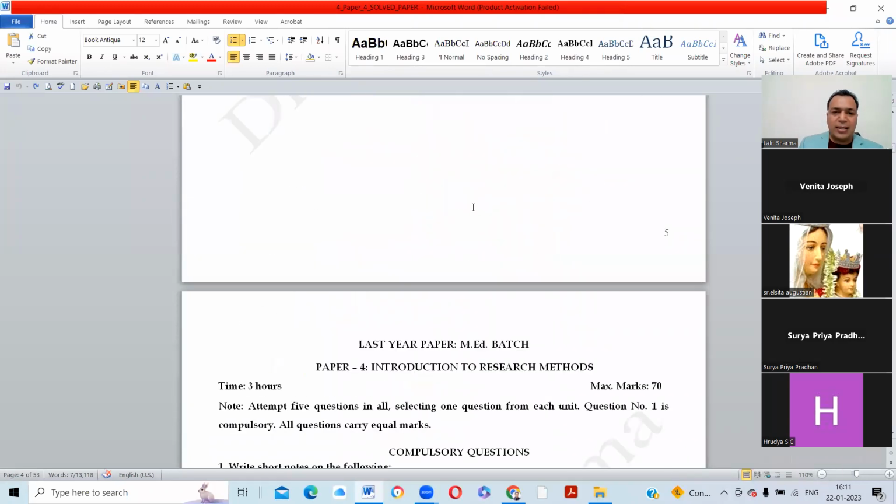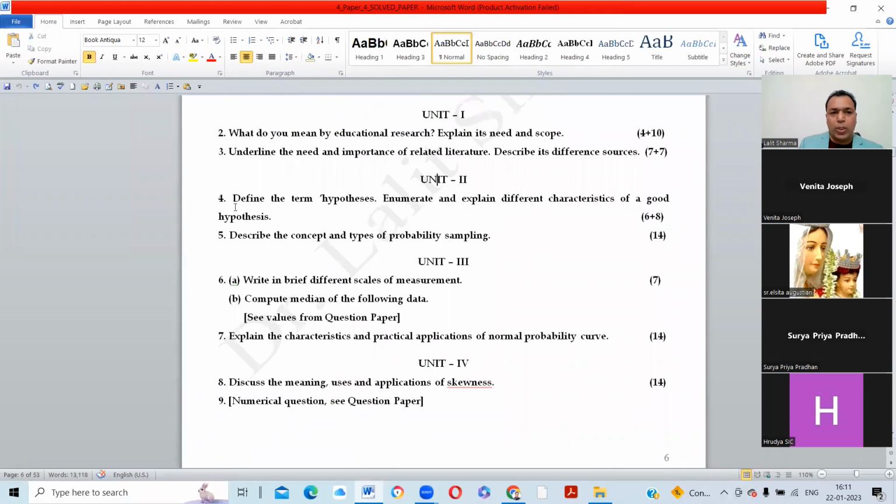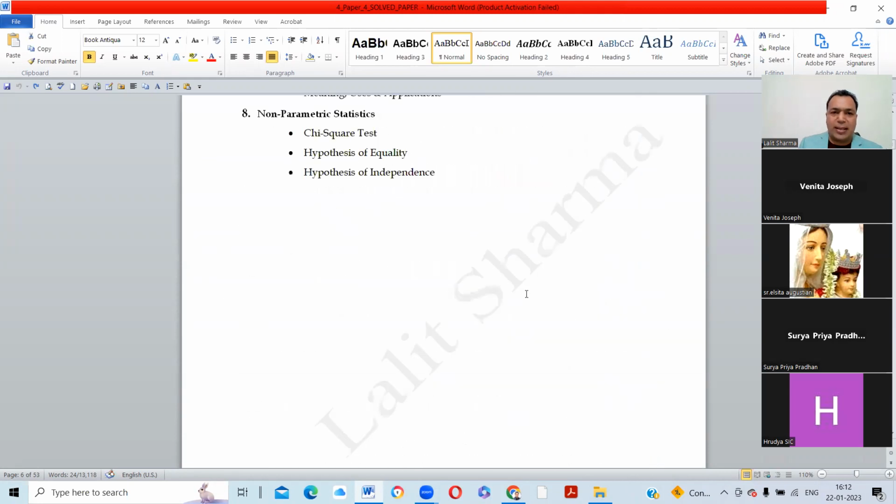Similarly, you can see the unit 2. From unit 2, questions have come. Talk about the hypothesis. See the question number 4: Define the term hypothesis. Enumerate and explain different characteristics of a good hypothesis. Guys, it is a very simple question, right? And in the 5th part, describe the concept and types of probability sampling. Again, it has come.